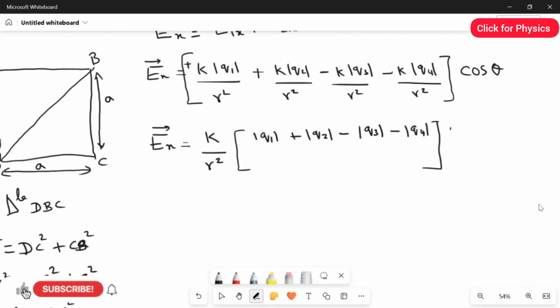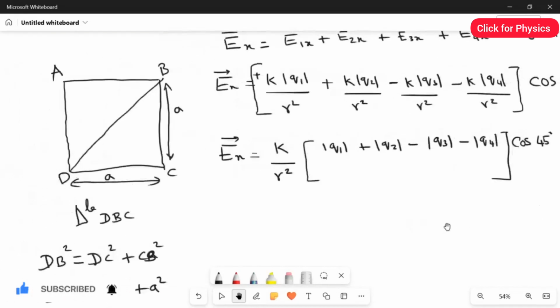And then I have to close the bracket, and this is cosine of 45 degree. I already mentioned, if you see this diagram, what is the angle? The angle here is 45, because the total angle between the corner is 90. So the half of the angle is 45, and this 45 is applicable for all the corners. Clear? So we have to substitute the value of charges here.